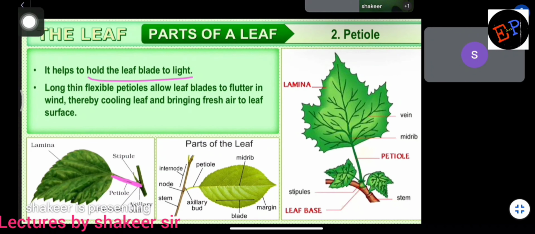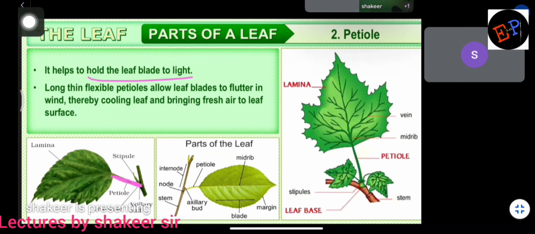So the surface area of the leaf will be cooled down. That means its temperature will come down to normal temperatures. So these are two advantages of petioles. Are you able to understand? So one advantage is, first of all, it holds the leaf. Second one is it will make the leaf to be present in the sunlight. Are you able to understand?